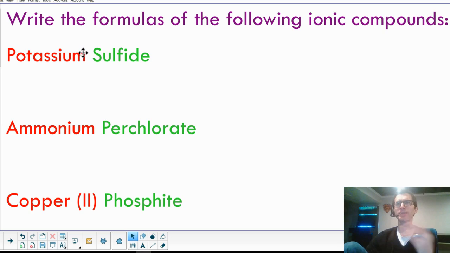I don't know what's easier, writing the names or the formulas. I think the formulas are easier. I like writing the formulas a little more than writing the names because I think it's shorter to write the formulas.